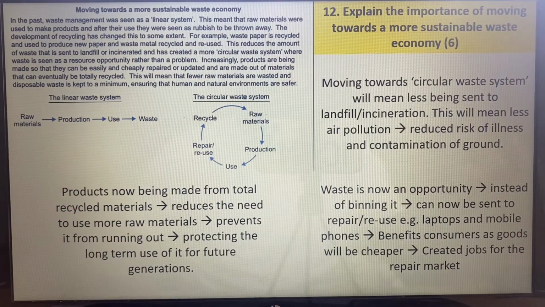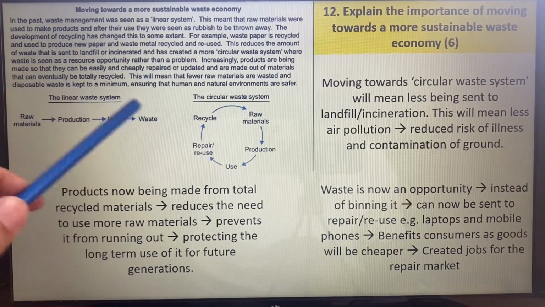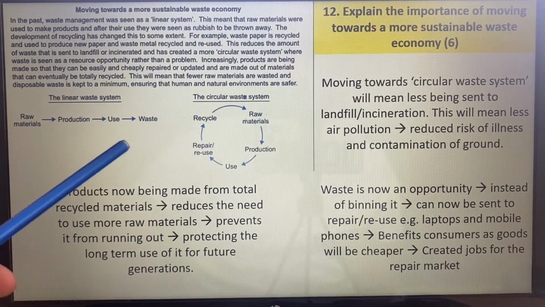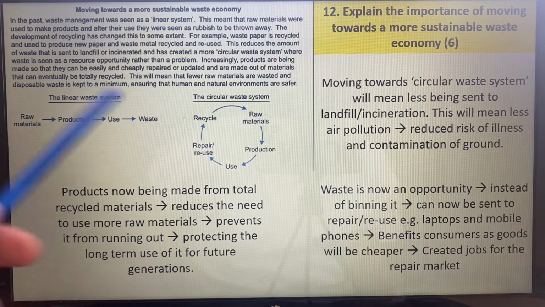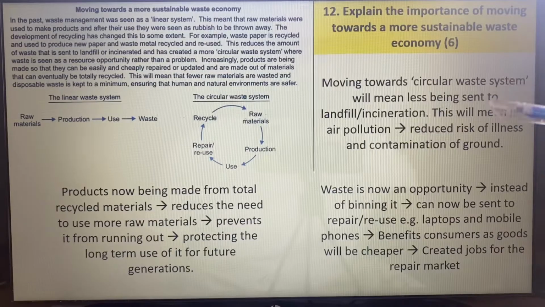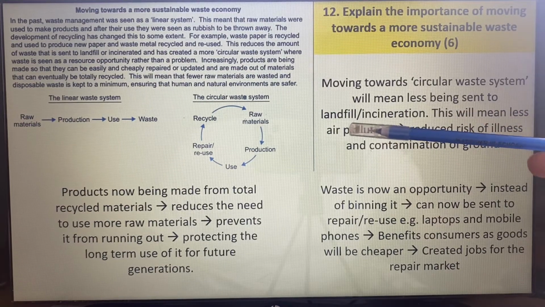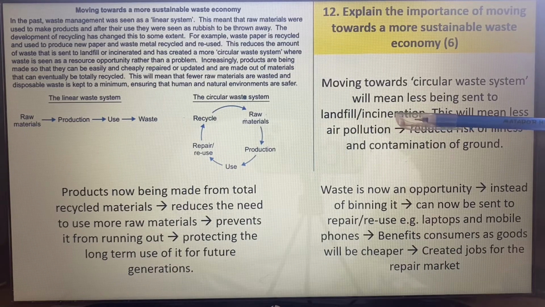So the potential question that you might see on Tuesday is: explain the importance of moving towards a more sustainable waste economy. So why is it important to go towards this kind of model? Or it could ask you, explain why it's better to move towards a circular waste economy. The 3 main arguments you could easily give: first of all, if you move towards a more circular waste system, say that in your answer, it will mean that we send less to landfill sites and incineration centers.